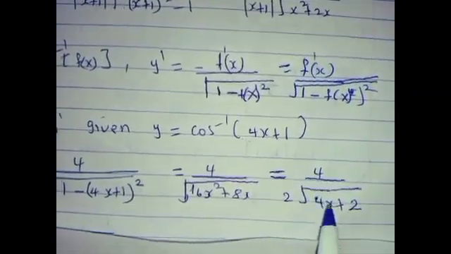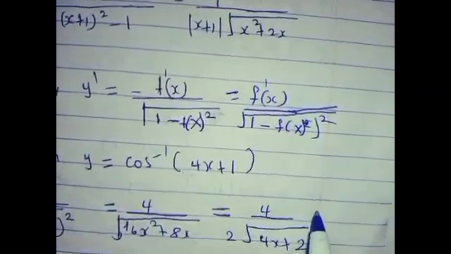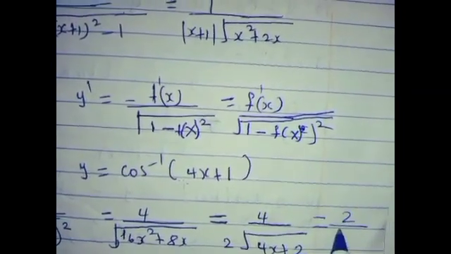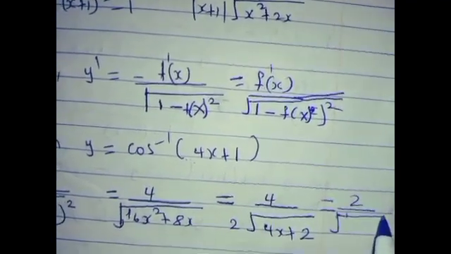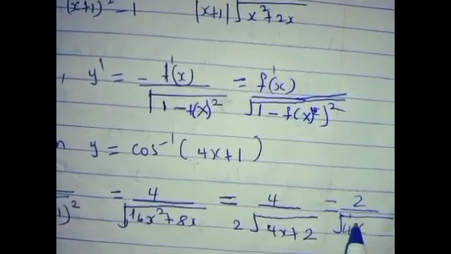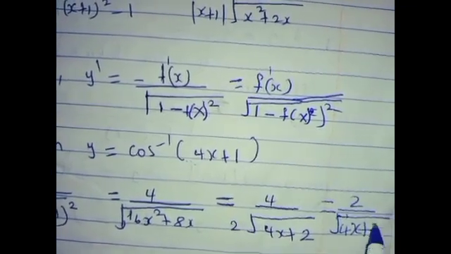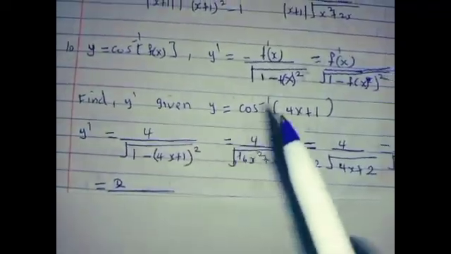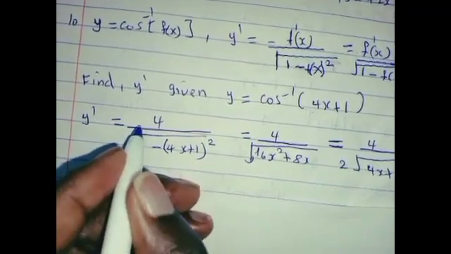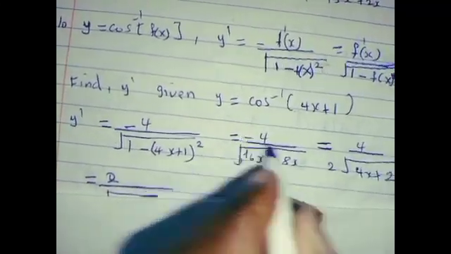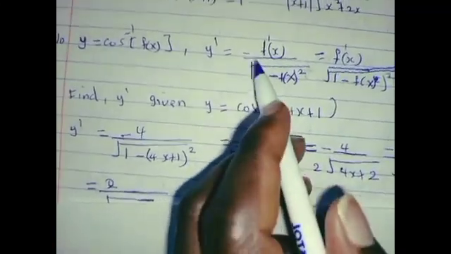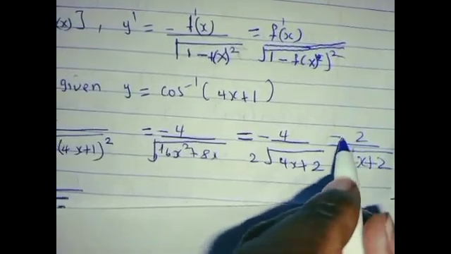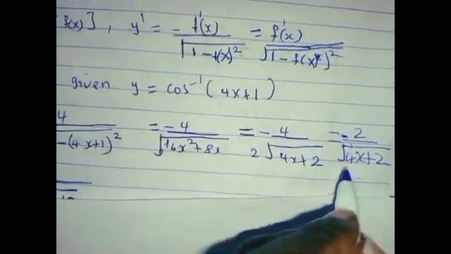So the square root of 4 is 2. Of course, if you want, you can write it now as 2 divided by the square root of 4x plus 2. So that is the derivative. Of course, there is a negative there, from this formula, so negative 2 over that.